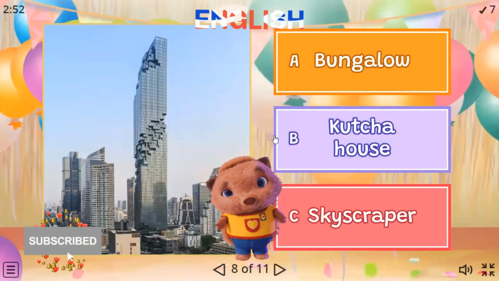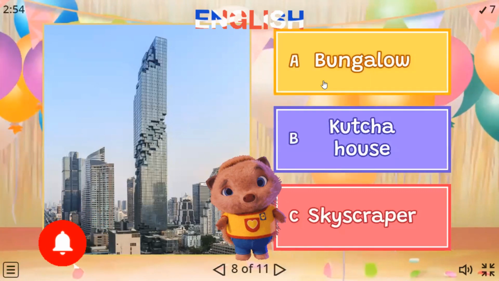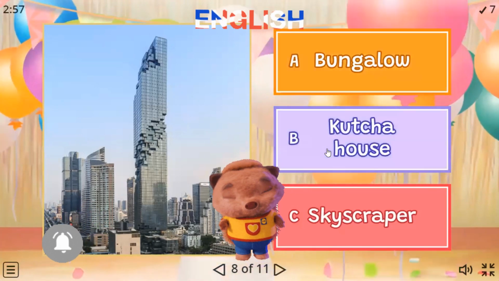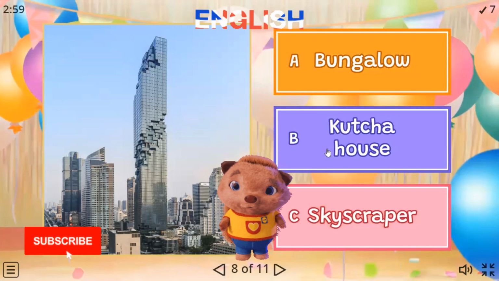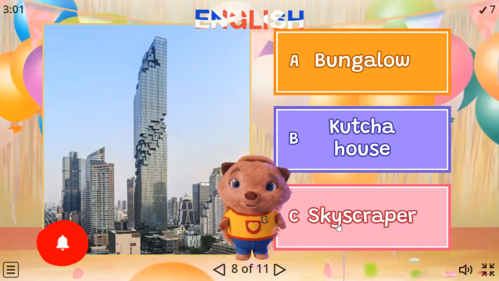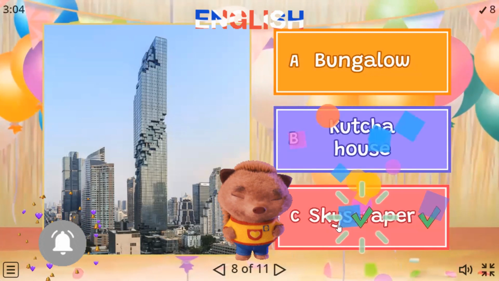Next, we have this picture. Can you guess it? Which type of house is it? Option A, bungalow. Option B, kacha house. Option C, skyscraper. The right answer is skyscraper.